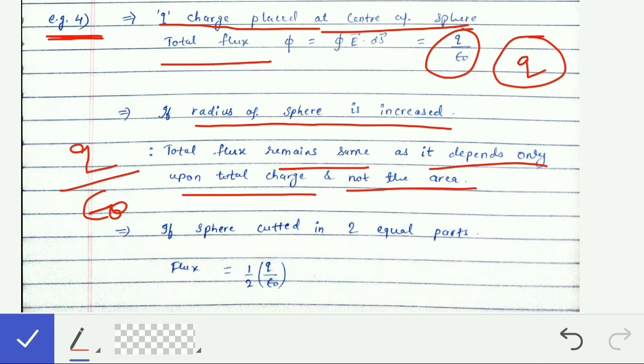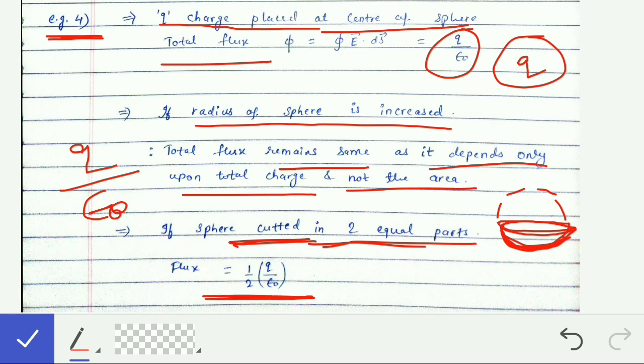And when we cut the sphere in two equal parts, what will happen? The charge will get halved. So we draw a hypothetical Gaussian surface over here and find the total charge, and then we just divide it by 2, because it is cut in two equal parts.